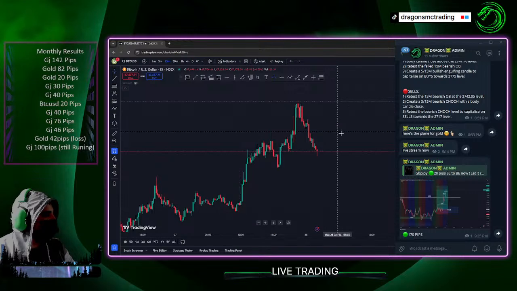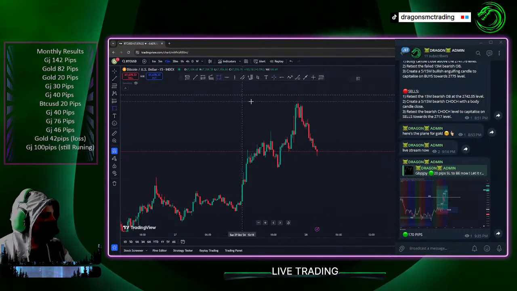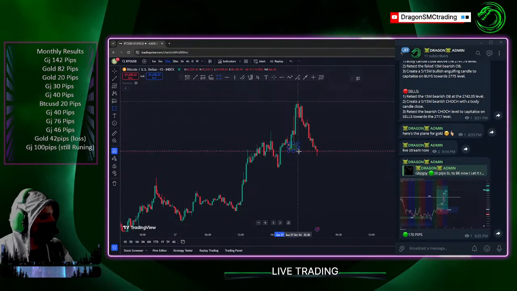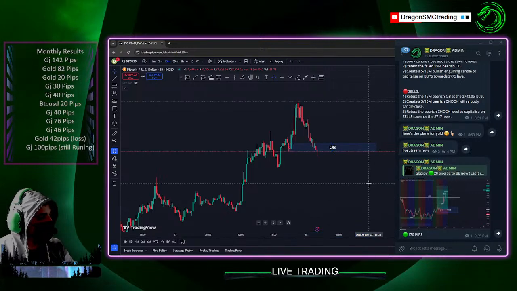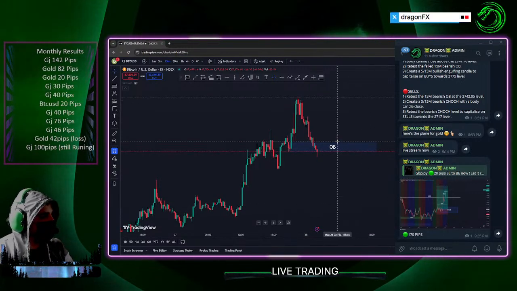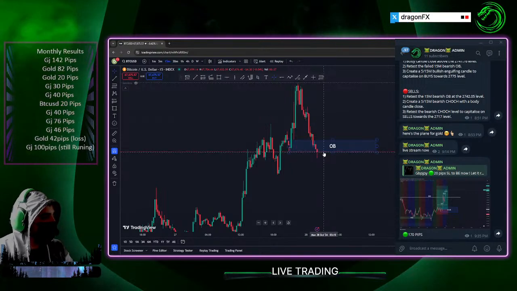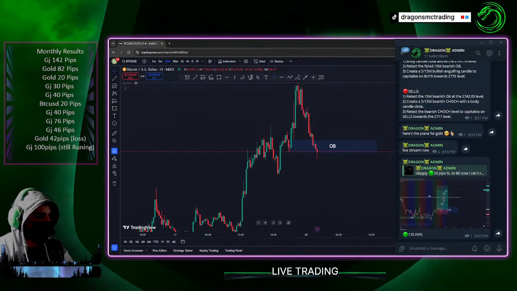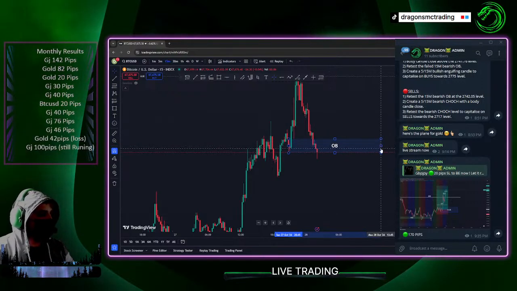Let's go ahead and take a look at Bitcoin. Bitcoin here on the 15-minute time frame, price has just broken below this bullish OB here. In the meantime, 2 minutes until this 15-minute candle closes, and it's gonna tell us whether it's closed with a body candle close or with the wick.